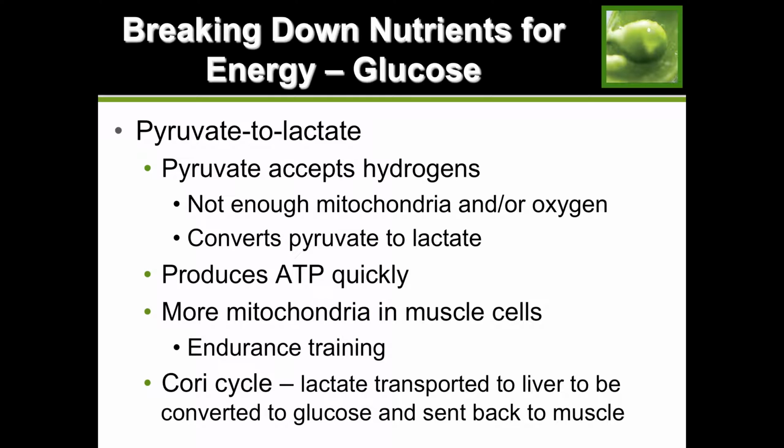Now, the Cori cycle is when this lactate that is produced is actually transported to the liver to be converted to glucose and then is sent back to the muscle. Like I said, the body doesn't like to waste anything.